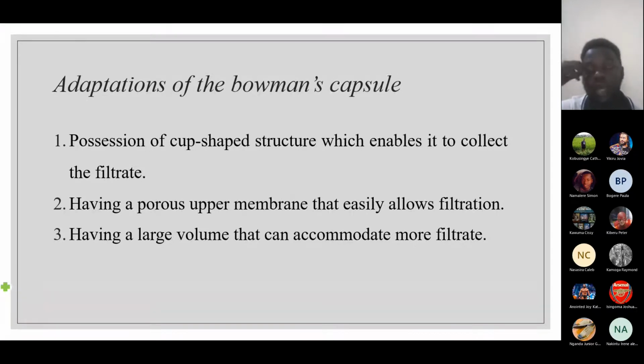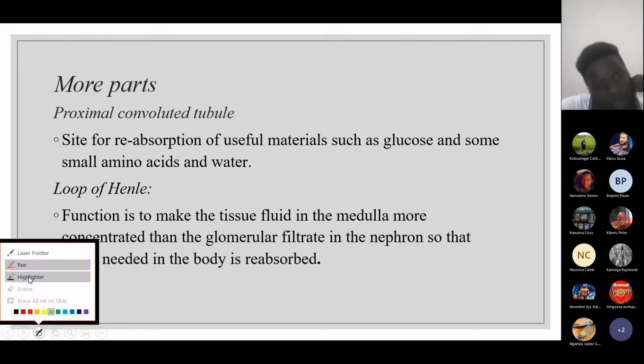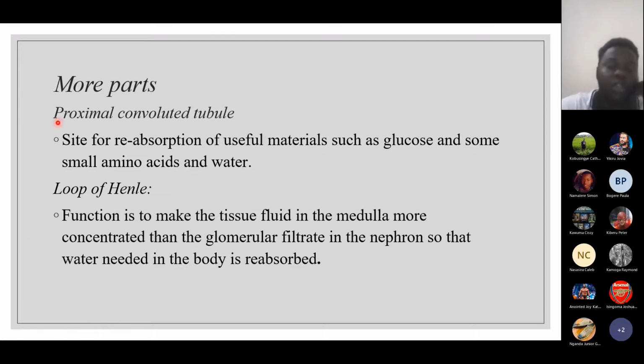So in that case, most of the molecules that are important, even the wastes, are going to be filtered through. That leaves the remaining parts of the kidney to one particular function, and that is reabsorption. More on that later today. And then we talked about the proximal convoluted tubule. The proximal convoluted tubule has a simple function. It is the site for reabsorption of materials useful to the blood, like glucose, amino acids, water, minerals, salts, and so on and so forth.